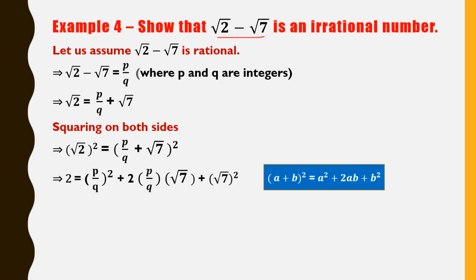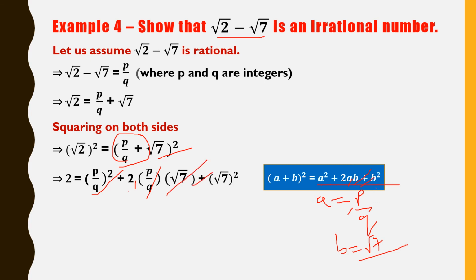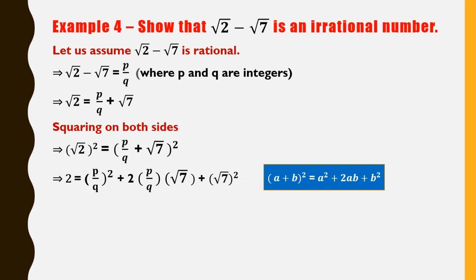Because your a is here p by q. What is a here? This is your a, right? This is your b equal to root 7. Now substitute a equal to p by q and b equal to root 7 in this formula. a square means (p by q) square. Finished. Plus 2, here 2, a means p by q, next b means root 7. Plus, b square means root 7 whole square. Here for this, both square and root cancel and it will be 7 here.